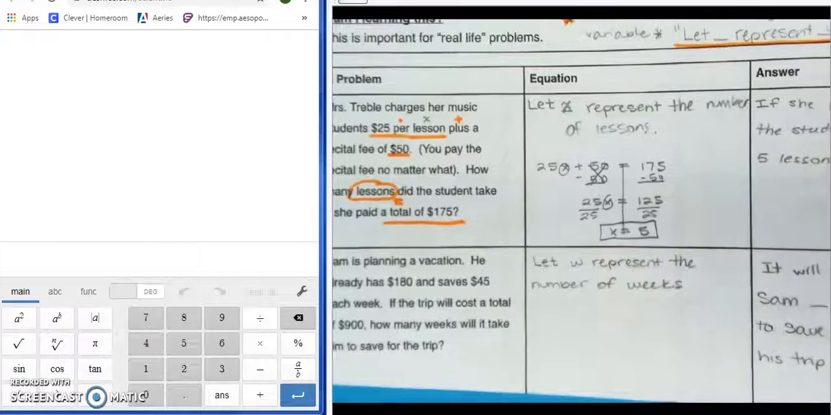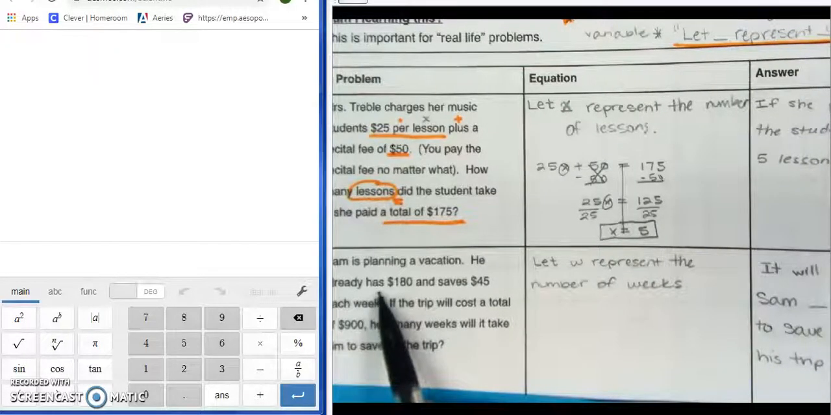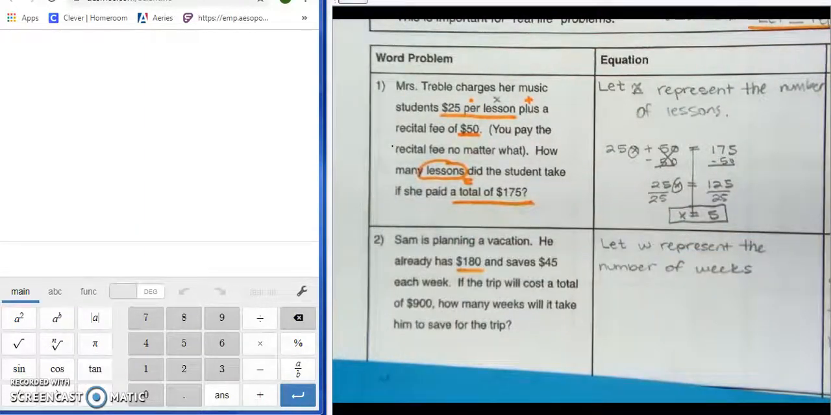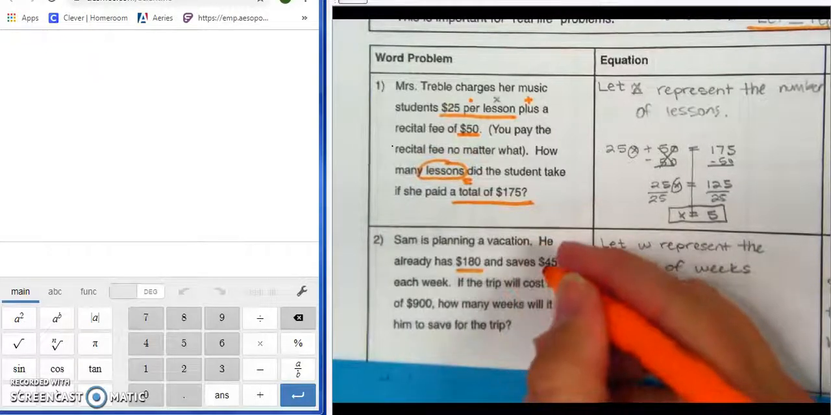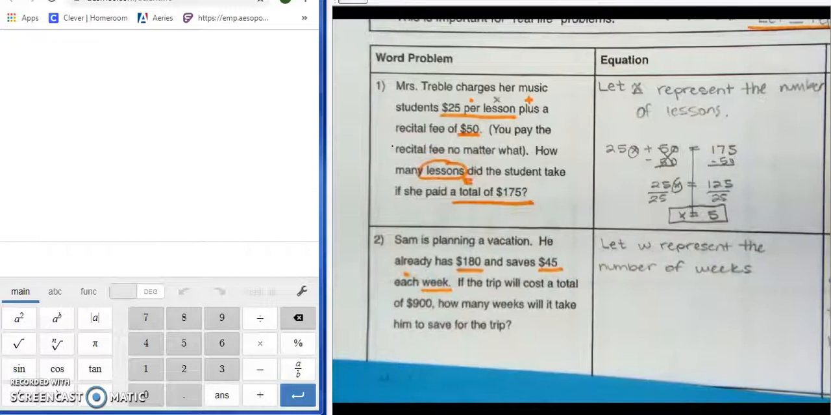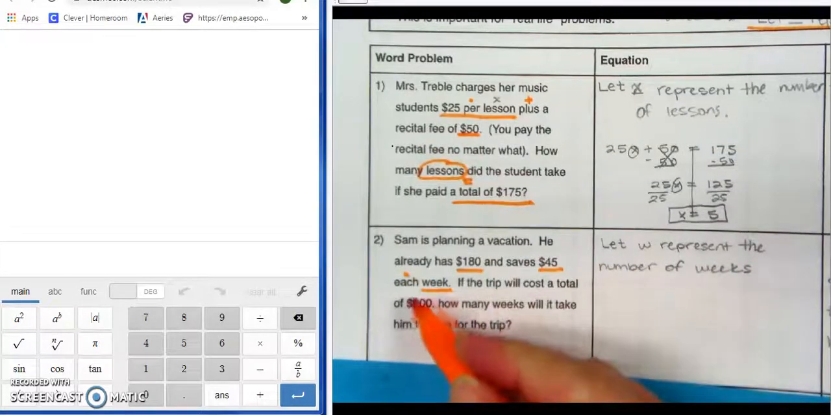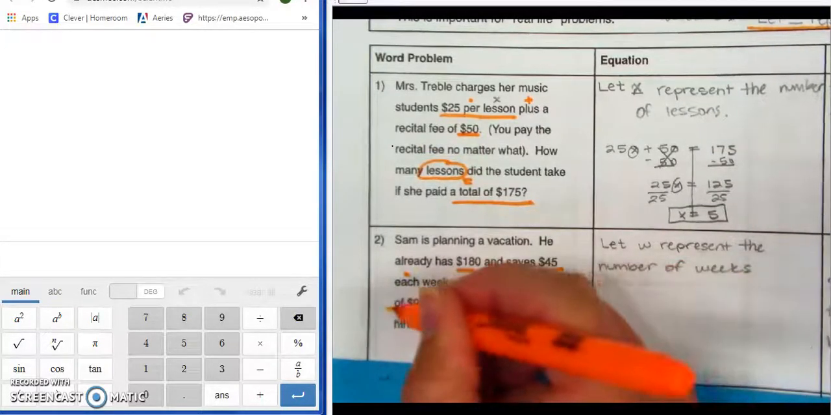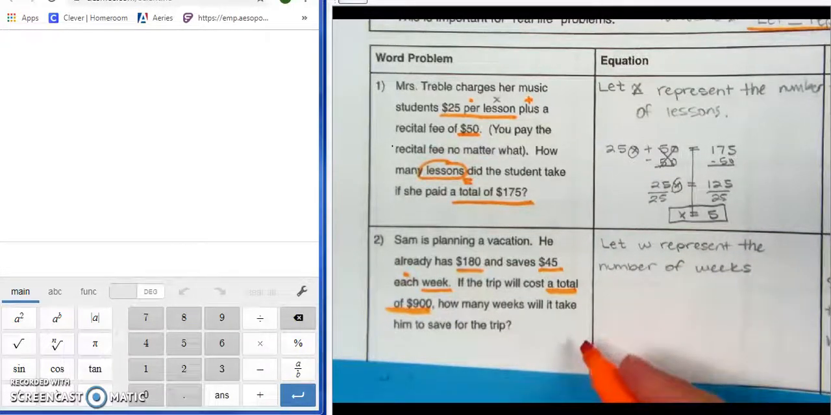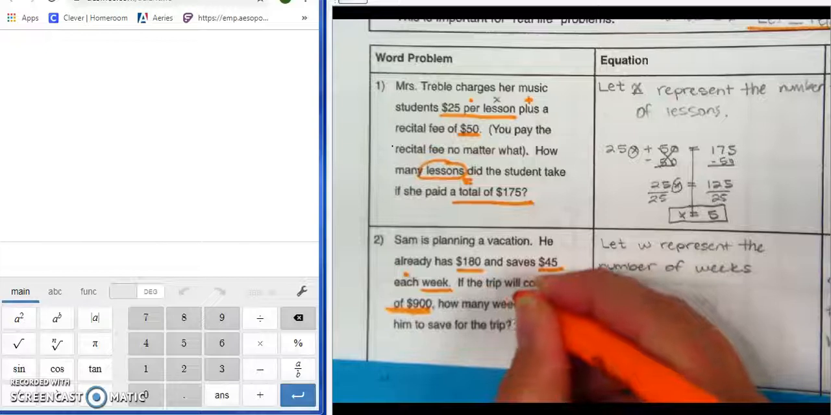Sam is planning a vacation. He already has $180, so there's a number. Let's highlight it. He already has $180, and he saves $45 each week. If the trip will cost a total of $900, how many weeks will it take him to save for the trip? So I'm going to circle how many weeks, because that's what we're looking for.